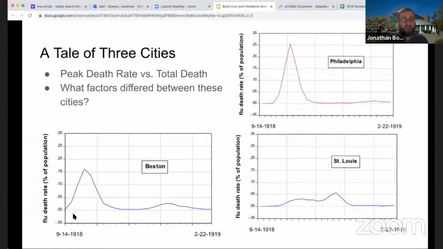So if you look at these curves over here on my screen, you can see that overall, the curves represent the deaths of a population over a period of time. So the whole area under the curve would be the total death rate. So the total deaths are the areas under the curve, whereas peak death rate is this little thing at the top.